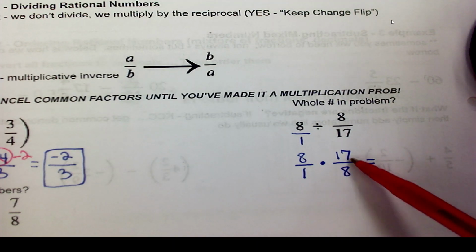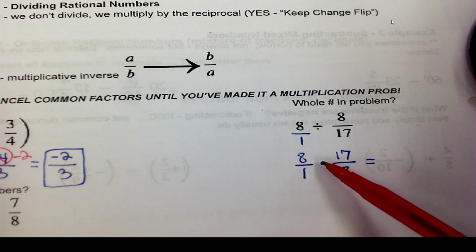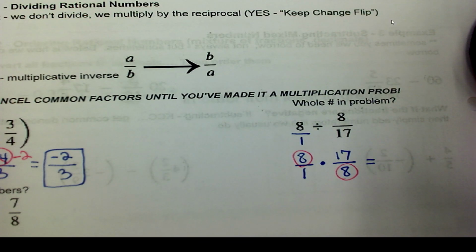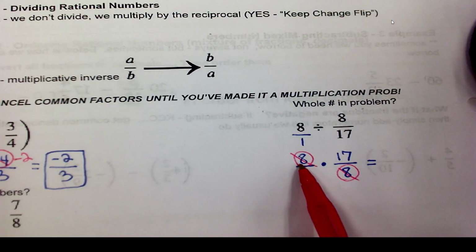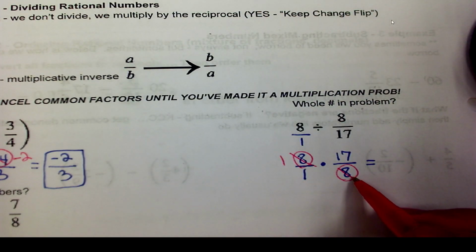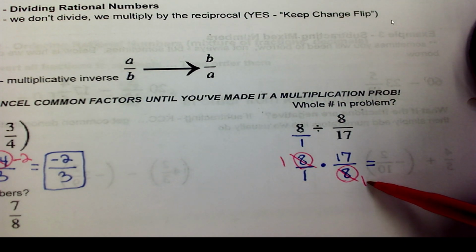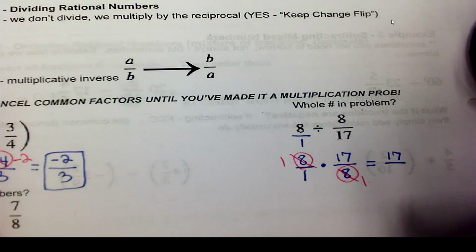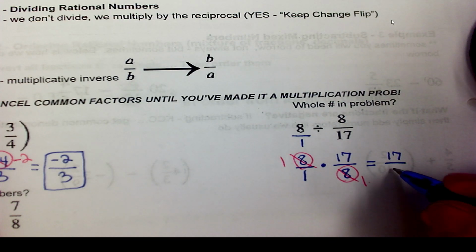Look, can't simplify, but what about the 8? And the 8. Any numerator can be teamed up with a denominator. We can divide both of these 8s by 8. So 8 divided by 8 is 1. 8 divided by 8 is 1. And now we're free to multiply. Oh look, we get 17 over 1.